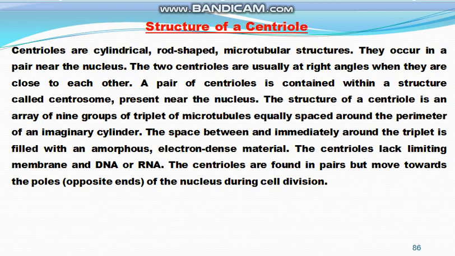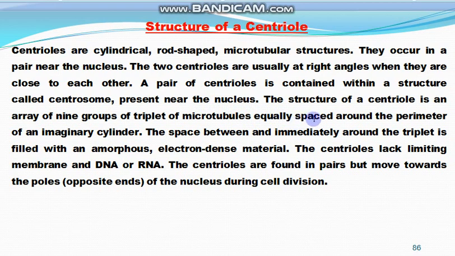When we talk about the centrioles, they are cylindrical, rod-shaped microtubular structures, and they occur in a pair near the nucleus. And the two centrioles, as I already told you, are present at right angles when they are close to each other. And this pair of centrioles is contained in a structure called the centrosome near the nucleus.